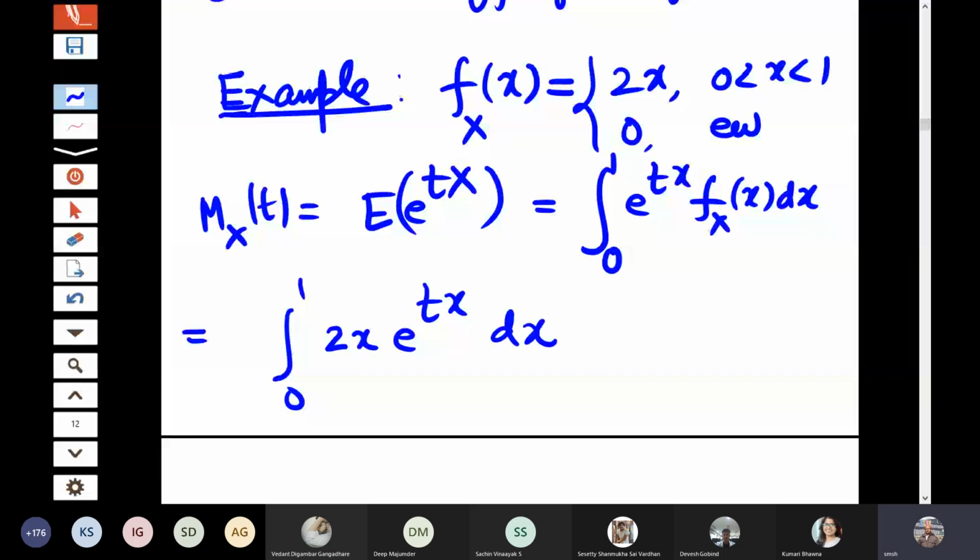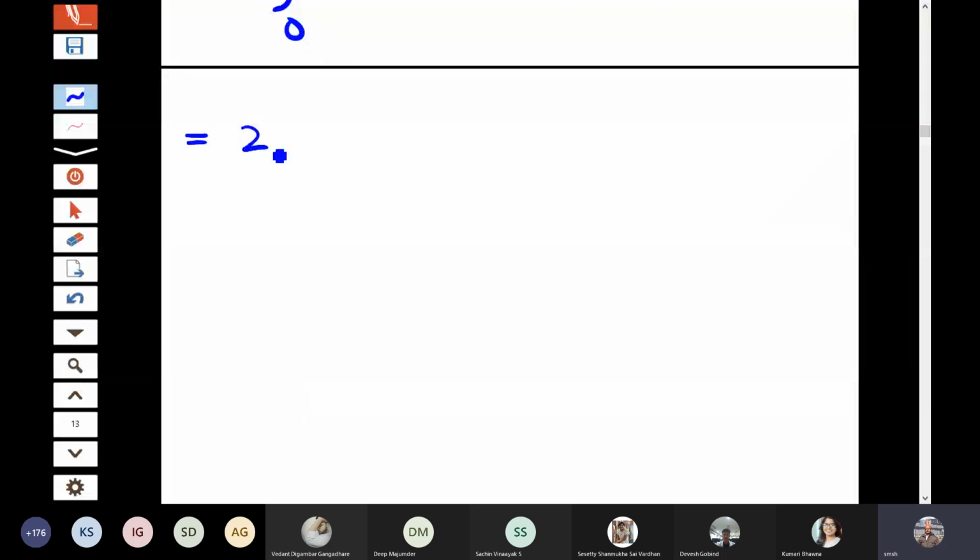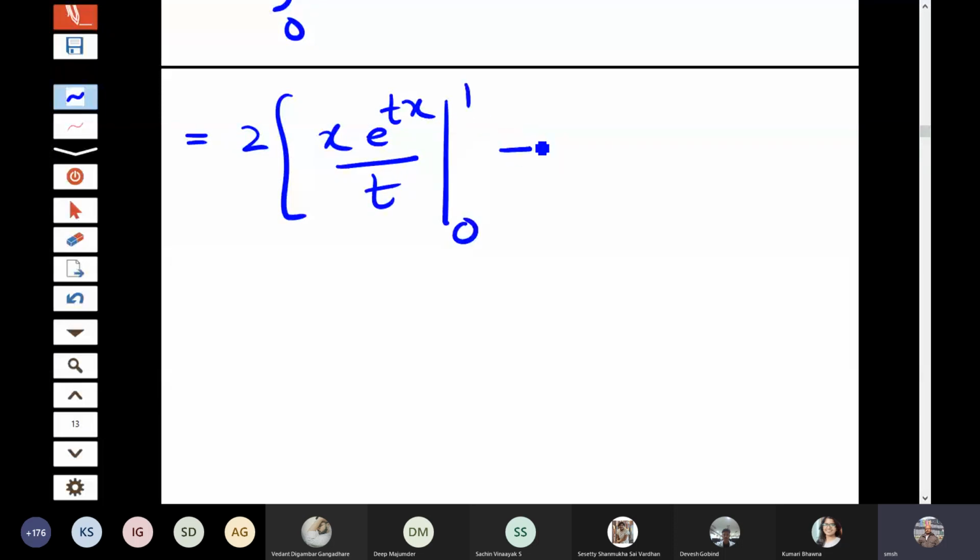As you can see, this is an integral over a finite range of a finite function. Therefore, this will always exist, and the evaluation can be done easily in 2 steps by integration by parts. So that is equal to 2 times x times e to the power tx by t from 0 to 1, minus the integral of the derivative of x times e to the power tx by t, which integrates again to e to the power tx by t square from 0 to 1.